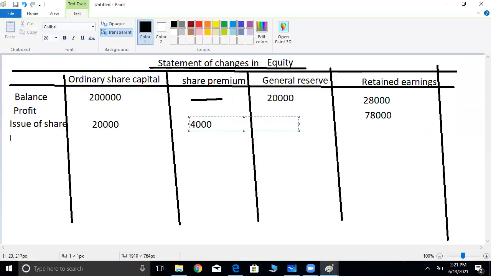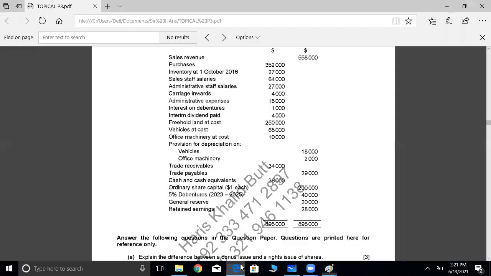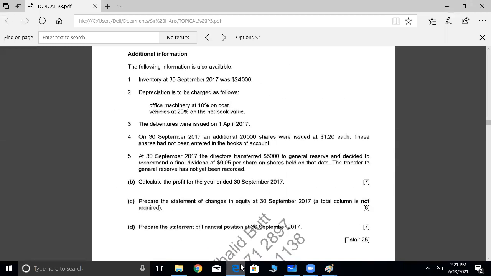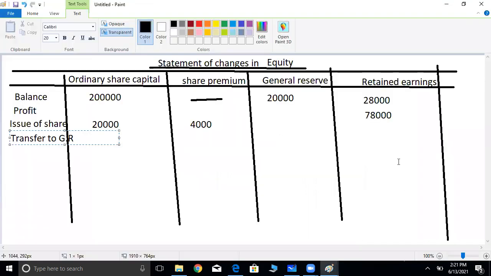Next in this comes the transfer to general reserve, because the question mentions that we have made a transfer to general reserve. Let's see how much, since you haven't passed the entry. See point number 5: the director transfers 5,000 to general reserve, and the transfer to general reserve has not yet been recorded. So we will take the money out of profit; this will be minus. I will go for a negative sign over here because it is subtracted from the profit. I will write in the general reserve column because general reserve has increased by 5,000. This is how I'm going to go for it.